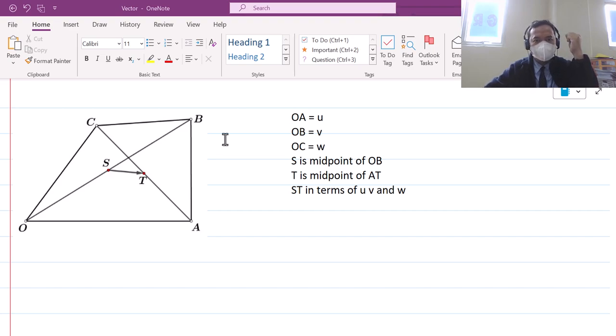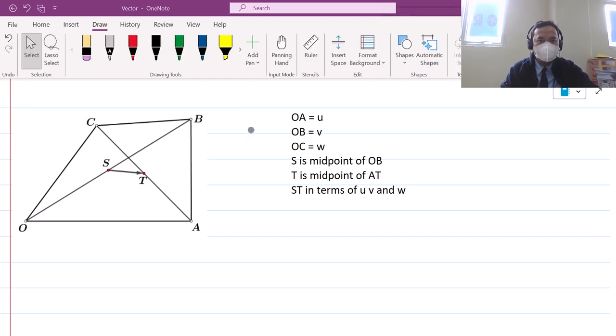So in this problem, we have OA equals U, vector U, OB equals V, and OC equals W. So let's write down what we have. This is U, this is V, and this is W. Okay, and then we have S and T.